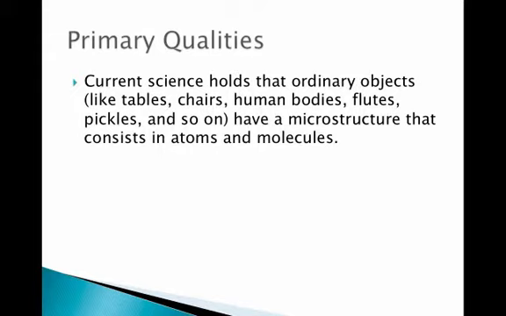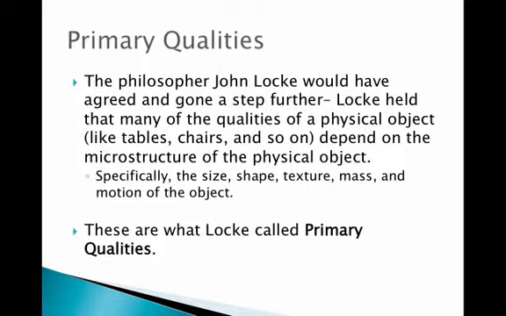So, current science, many of you might be science majors, holds that ordinary objects that we see, like tables and chairs, human bodies and flutes, pickles, have a microstructure that consists in atoms and molecules that we don't perceive without perhaps using really advanced instruments like microscopes and electron microscopes. John Locke knew about this. We have more theory, much more evidence for it now, much more confirmation of it. But he was on to something, and he agreed and took it a step further.